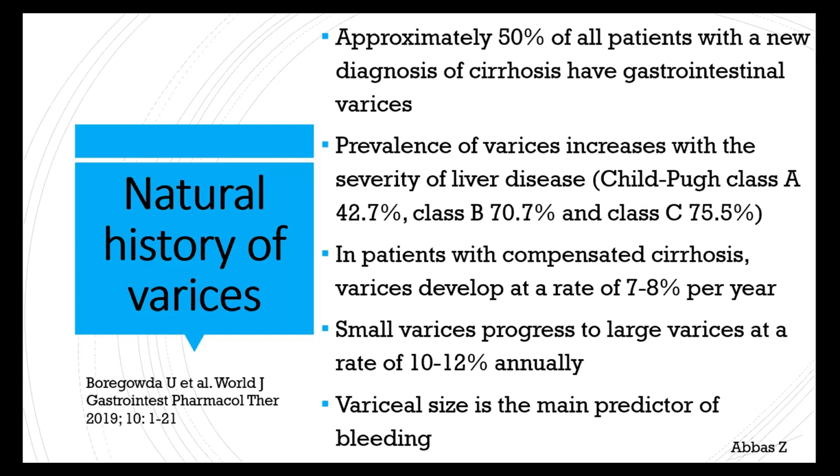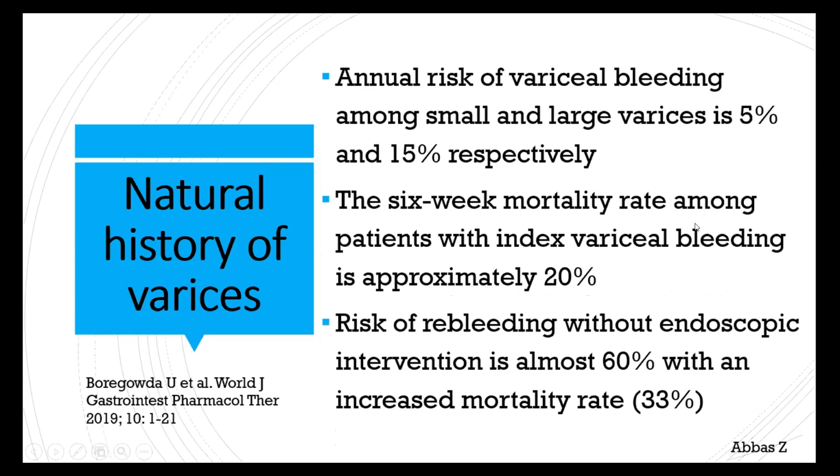In patients with compensated cirrhosis, varices develop at a rate of 7 to 8% per year. Small varices progress to large varices at a rate of 10 to 12% per year. And we know that the variceal size is the main predictor of bleeding from the varices. The greater the diameter, the greater the risk of bleeding. The annual risk of variceal bleeding from small to large varices is 5 to 15%. So the larger the varices, the greater the annual risk that they may burst and start bleeding.